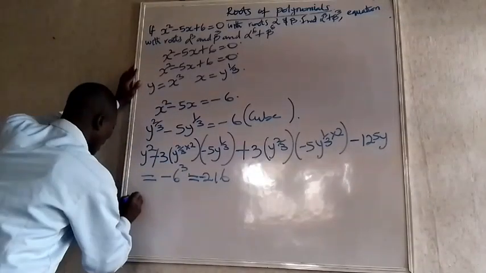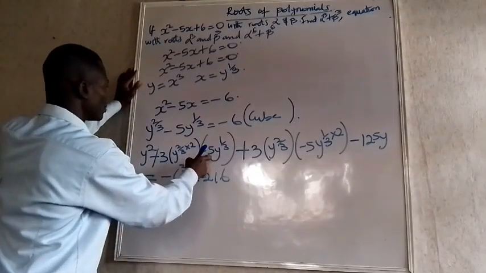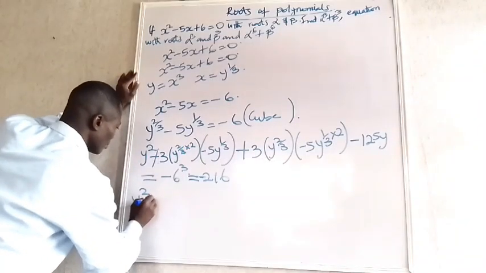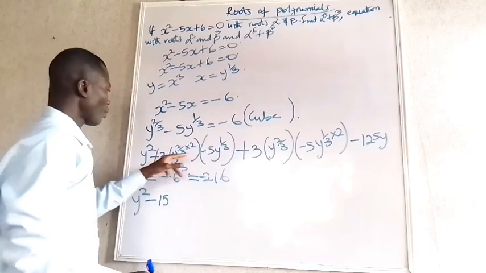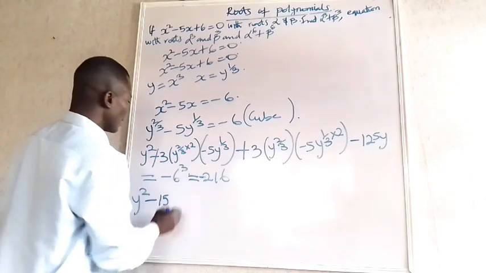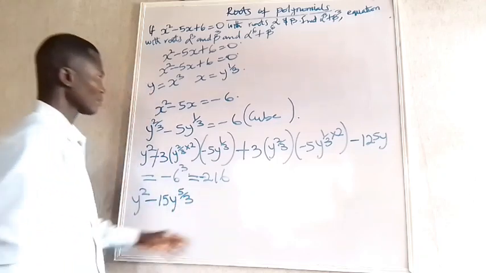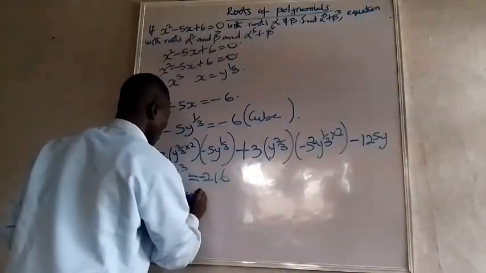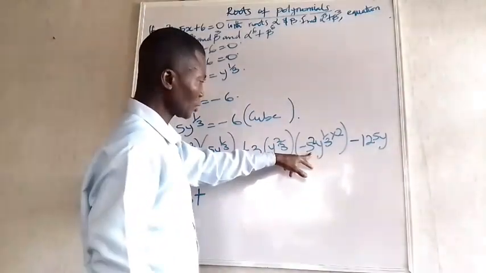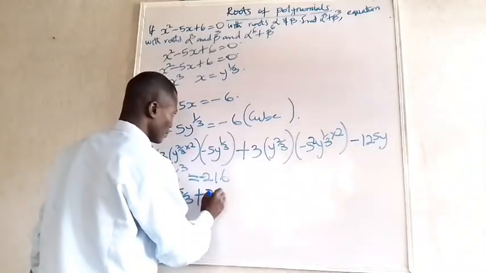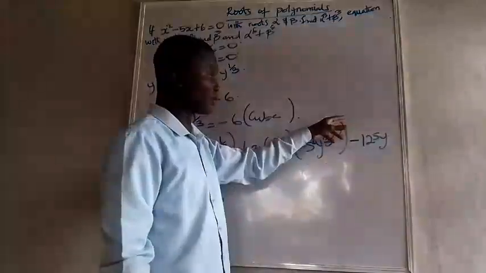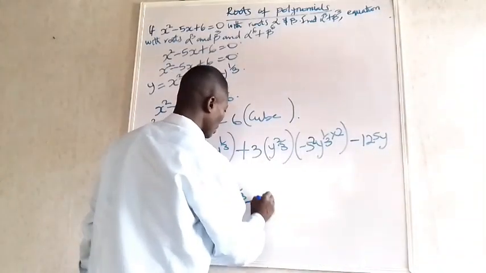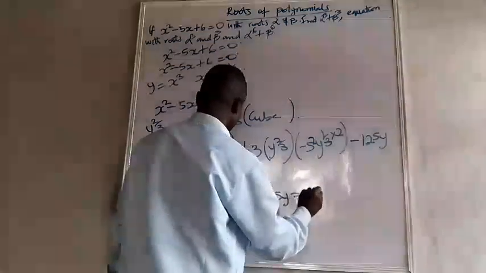So what do I have next? I have y squared, this one, and this. So this is y raised to power 4 over 3 times 1 over 3. That's y raised to power 5 over 3, with minus 15. This one is squared, plus 3 times 25, that is 75. y raised to power 2 over 3 times y raised to power 2 over 3, that is y raised to power 4 over 3. Minus 125y is equal to minus 216.